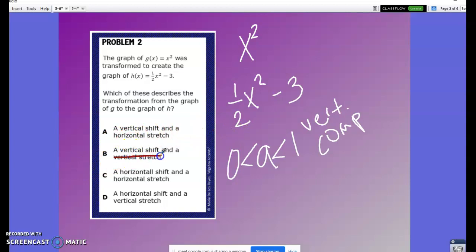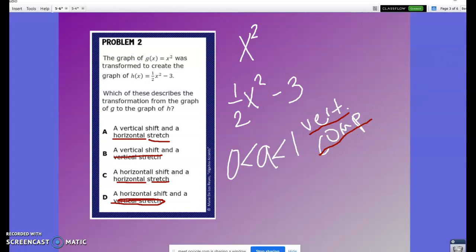So the vertical stretches out, and horizontal stretch is the same thing as vertical compression. I do wish they had changed the vocabulary on that, but since it's an image, I couldn't change it for you. So it has to be either A or C, because that's equivalent to a vertical compression.